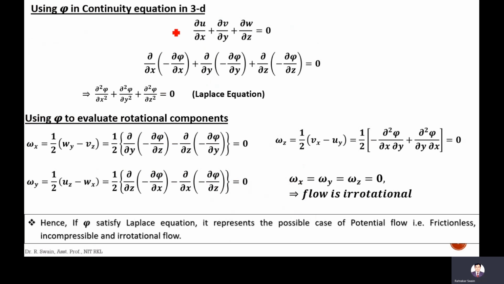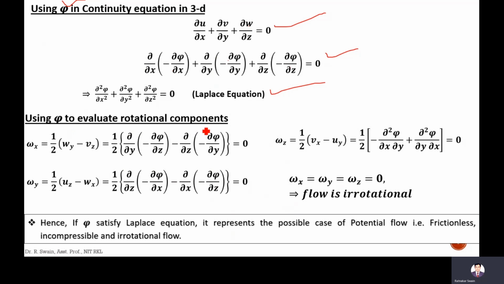If you use this phi in the continuity equation in 3D, which is del u by del x plus del v by del y plus del w by del z, and you put the u, v, w values in terms of phi, then u is minus del phi by del x, v is minus del phi by del y, w is minus del phi by del z. It will give you del square phi by del x square plus del square phi by del y square plus del square phi by del z square is equal to 0, which is called the Laplace equation. So if the flow satisfies the Laplace equation, that means phi exists. There is a possible class of fluid flow.